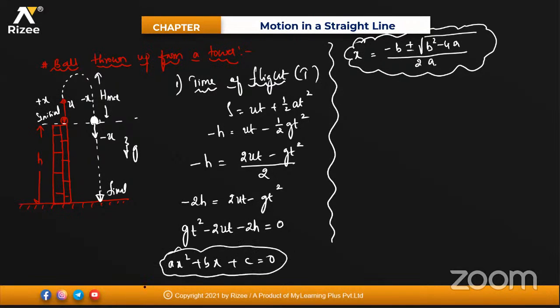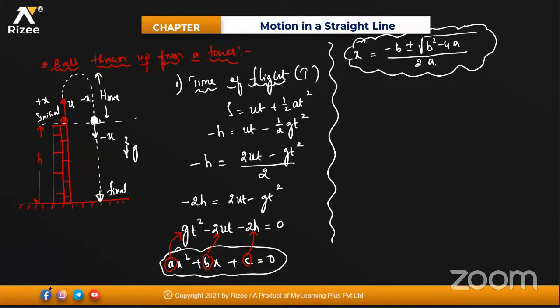Compare with this one. What is the value of a? A value is equal to g. B value will be equal to how much? Can anyone tell me? 2u. And C value will be equal to how much? 2h. Clear? So if I substitute those values, see what I'm getting.